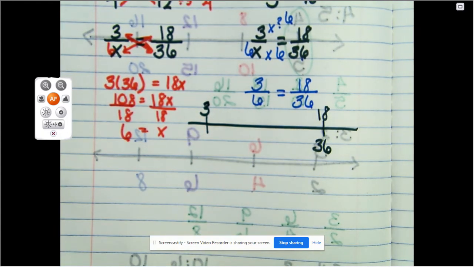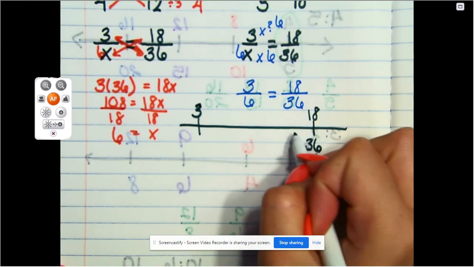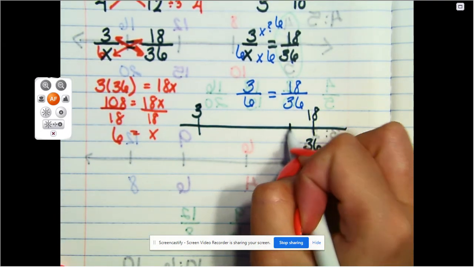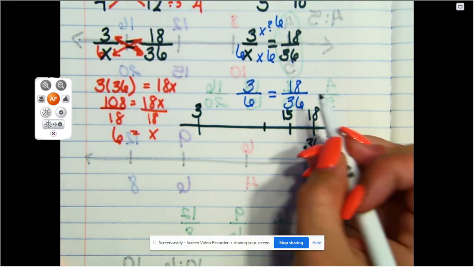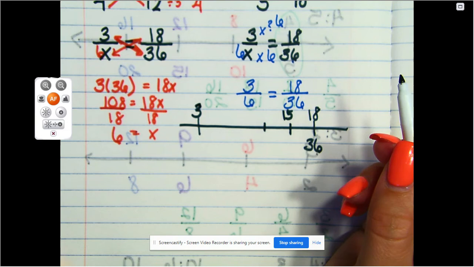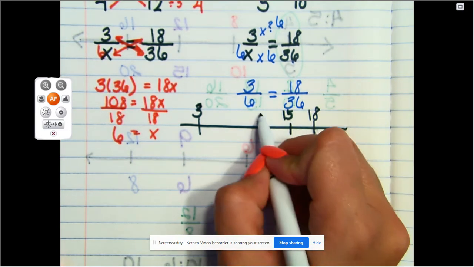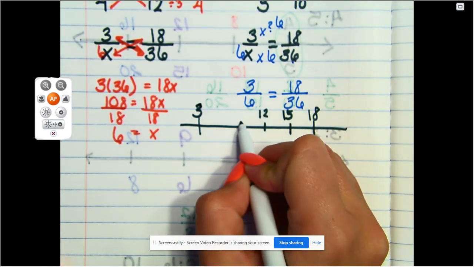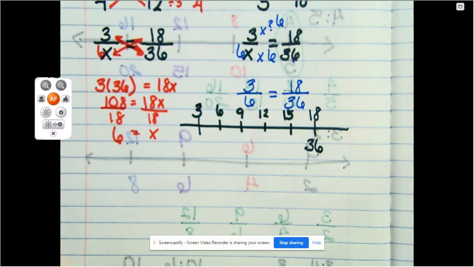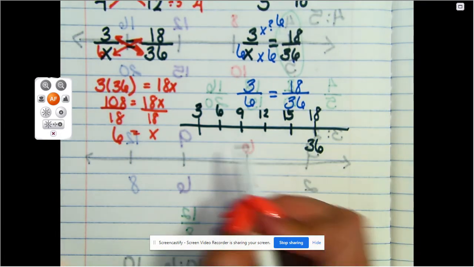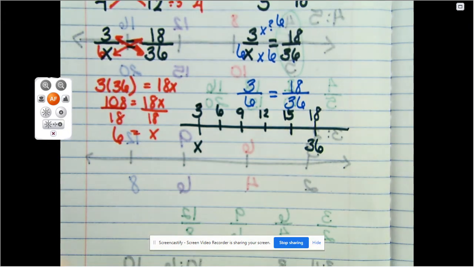So if I did 18 and I took away 3, I'm sorry, not dividing by 3. And I took away 3, I would get 15. I would take away 3, I would get 12. Take away 3, I would get 9. Take away 3, I would get 6. Okay, and we had no idea what this bottom number was.